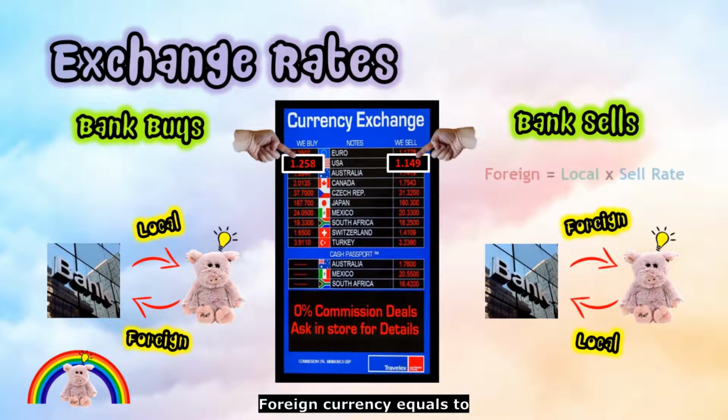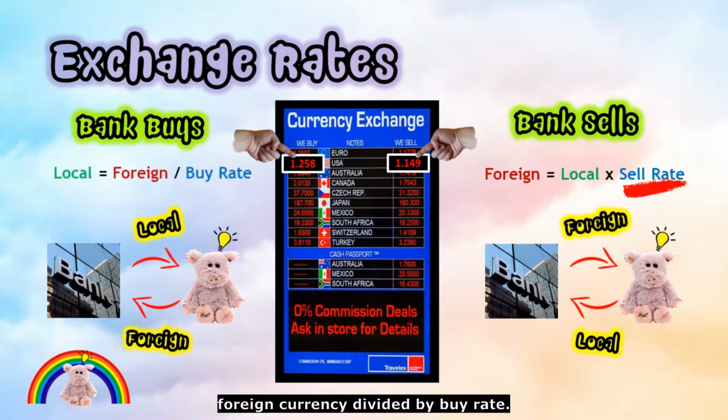Foreign currency equals local currency times sell rate. Local currency equals foreign currency divided by buy rate. Note, these are for the UK. In your country, you may need to switch the times and divide around. One quick way to decide is to ask yourself which is the bigger currency. Then you can times or divide accordingly.